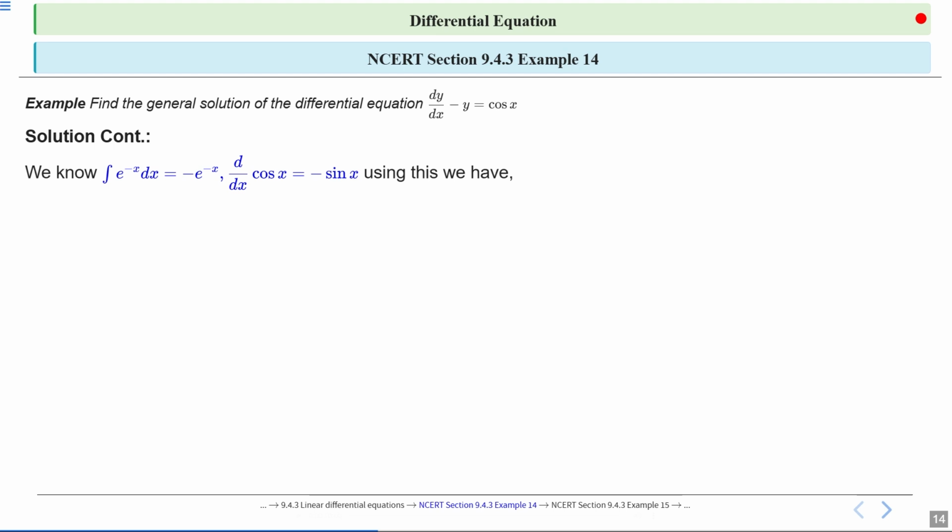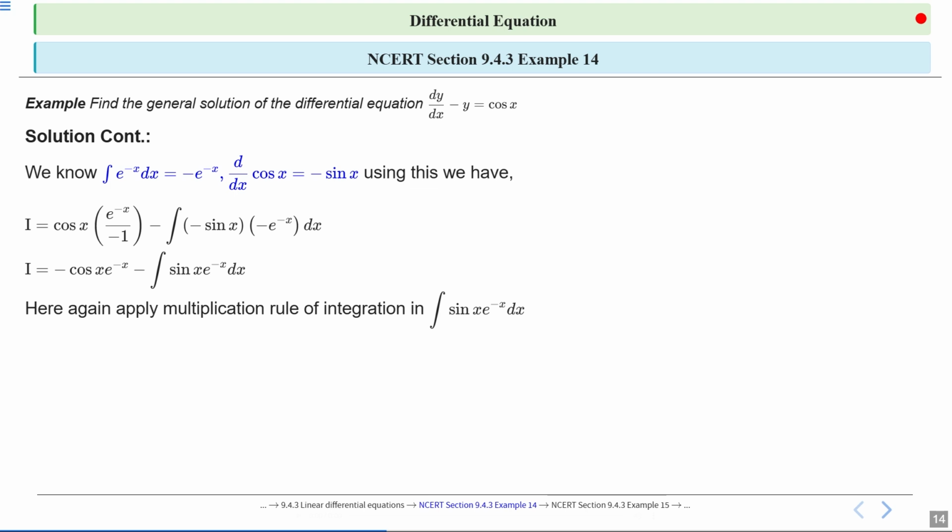And we know that integration of e to the power minus x dx is equal to minus e to the power minus x, and differentiation of cos x is minus sin x. So using this, we have cos x into e to the power minus x by minus 1 minus integration of minus sin x into minus e to the power minus x dx. That is, I is equal to minus cos x into e to the power minus x minus integration of sin x into e to the power minus x dx.